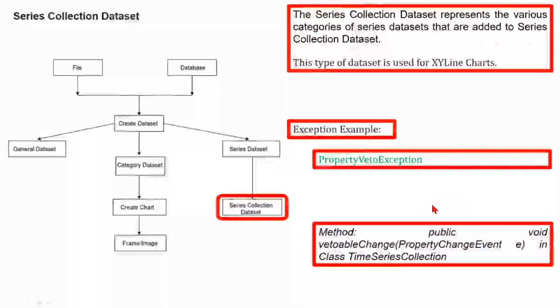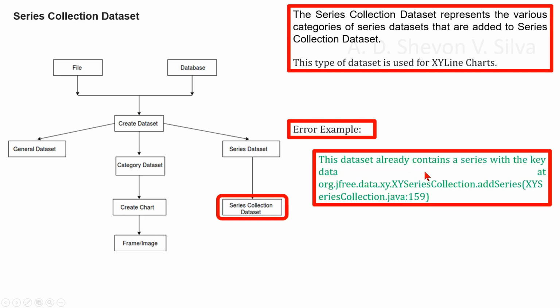As an exception example, we can consider PropertyVetoException in method public void vetoableChange(PropertyChangeEvent e) in class TimeSeriesCollection. As an error example, we can consider this one. This dataset already contains a series with the key, at org.jfree.data.xy.XYSeriesCollection.addSeries, XYSeriesCollection.java.